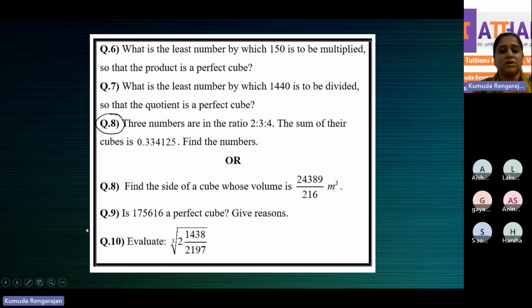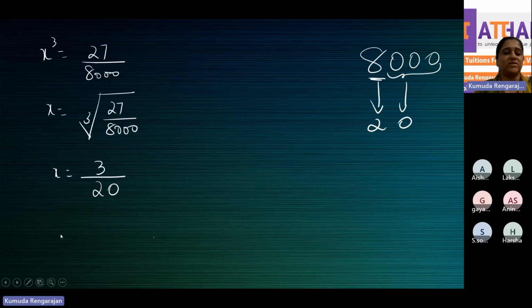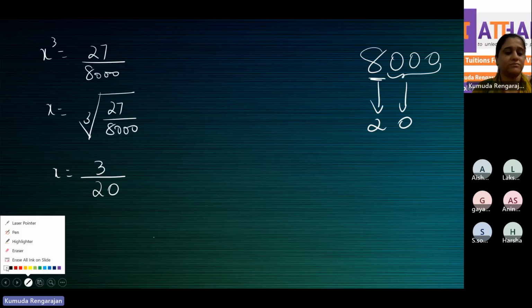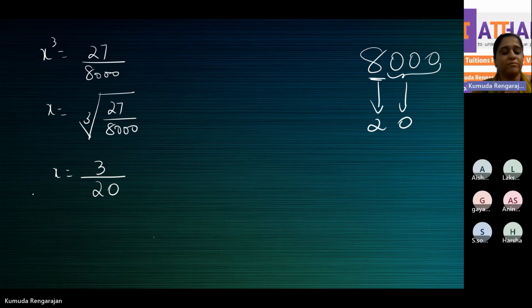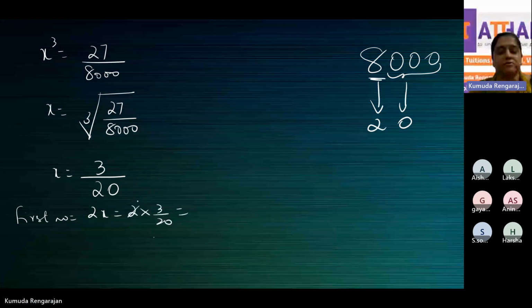But what's the question? The question is to find the numbers. What are the numbers? 2x, 3x, and 4x. So the first number is equal to 2x, that is equal to 2 into 3 by 20, which is 2 ones are 2, 2 tens are 20, so 3 by 10.